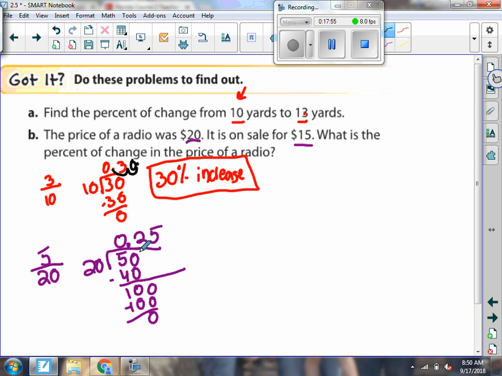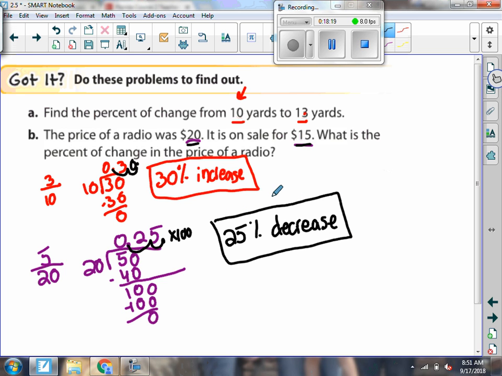So I need to change this to a percent. I move my decimal 2 places to the right. That's the same thing as multiplying it by 100, changing it to a percent. So this is 25%. Was this an increase or a decrease? It went from 20 to 15, so that is a decrease. So a 25% decrease.